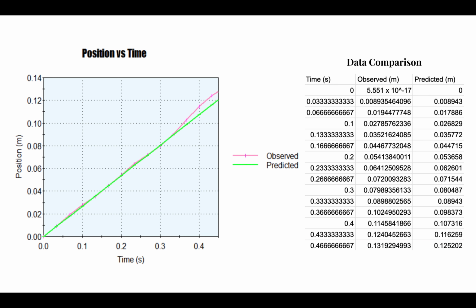The green line in the position versus time graph represents the predicted model computed by GlowScript, and the pink line is the observed data that I collected using Tracker. As shown, the two lines do not perfectly match up, which allowed me to conclude that my system did not travel at a constant velocity, meaning the object was being acted upon by net forces that were not 0.